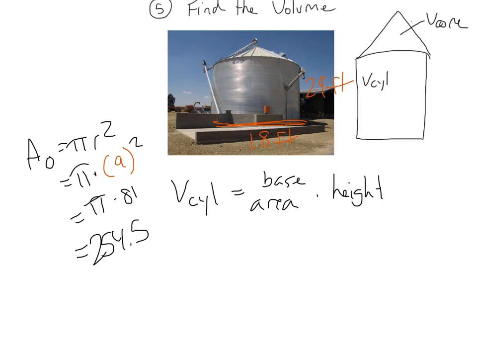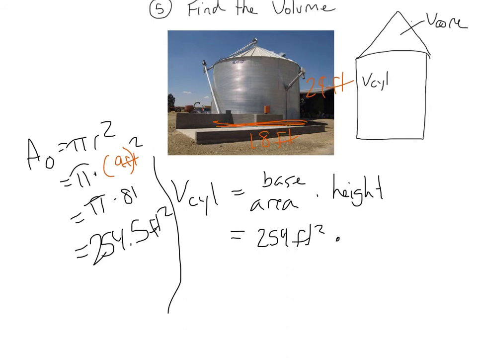Now, what are we talking about here? We're talking about area, right? And our radius was 9 feet. So when we took 9 feet and squared it, we now, in the end, get 254.5 feet squared. Coming back down here to our formula, that's our base area, 254.5 feet squared. And now we're taking that times the height.